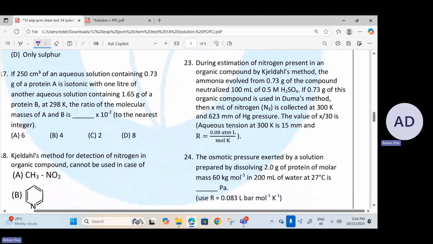Next question is a big question. It is about Kjeldahl method. Students, in case of Kjeldahl method, we have a few parts that we need to remember. Ammonia reacts with H2SO4, giving you some reactant, some product. We need to focus on each and every relation given in Kjeldahl method, because Kjeldahl method is quite a complex question.